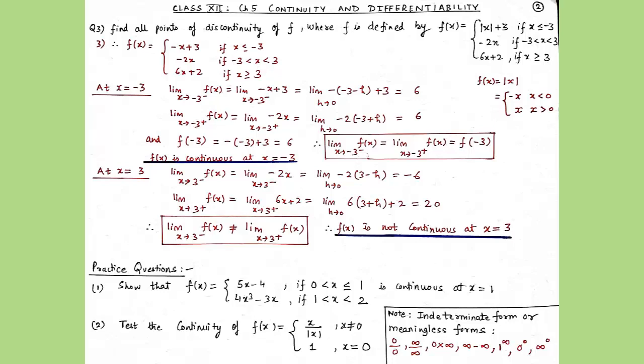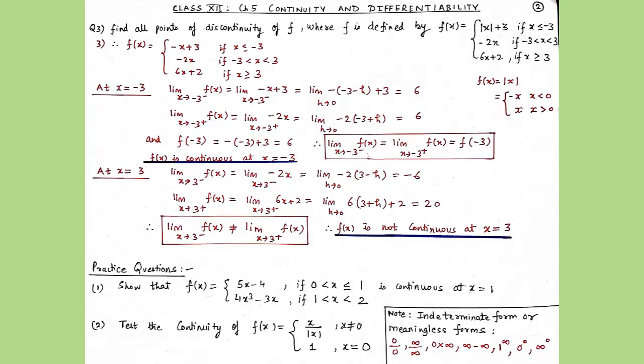And now we'll check for the right hand limit. So here we will take limit x tends to minus 3 plus f(x), and we know that if x is greater than minus 3, then our function f(x) will be equal to minus 2x. So we get limit x tends to minus 3 plus of minus 2x. And now in the right hand limit, in place of x we will write x equal to minus 3 plus h. When x tends to minus 3, h approaches 0. So we get limit h tends to 0 of minus 2 times the bracket minus 3 plus h. When we substitute h tends to 0, we get 6.